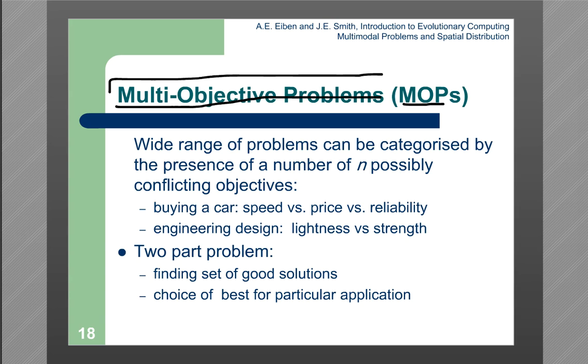This type of problem is used when, for example, you want to buy a car, you have some objectives or some fitness such as speed. You select a car with more speed, more reliability, or a smaller price. So we use the reverse of price as a fitness.